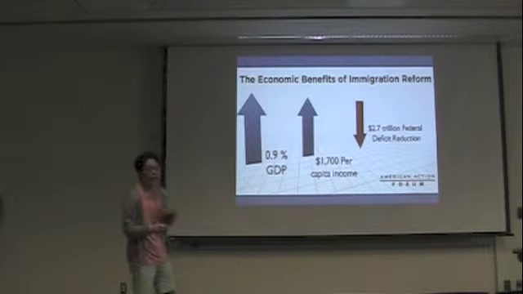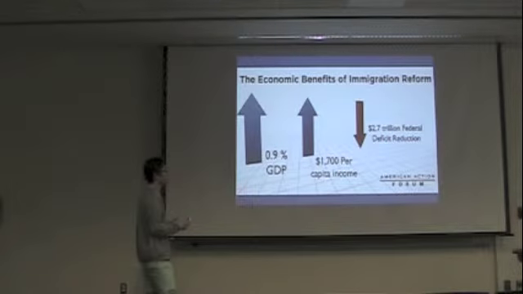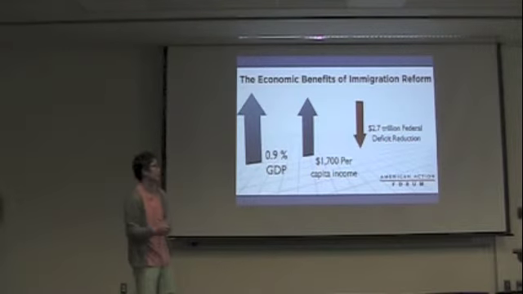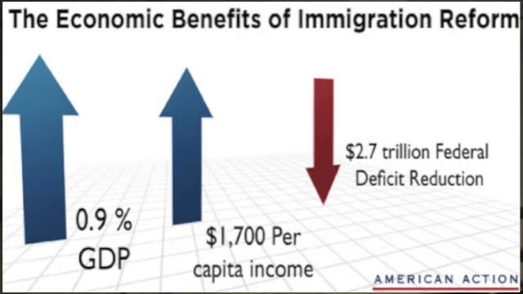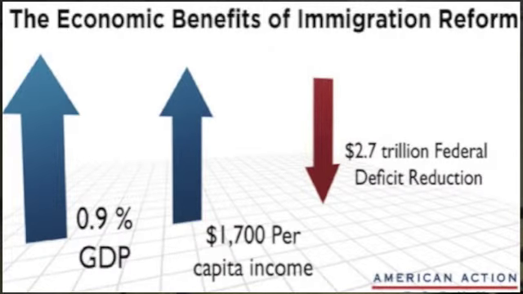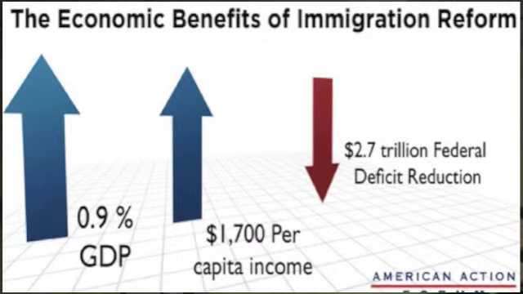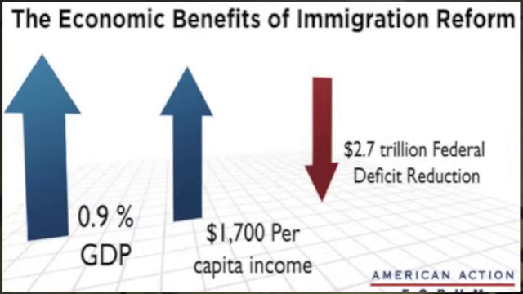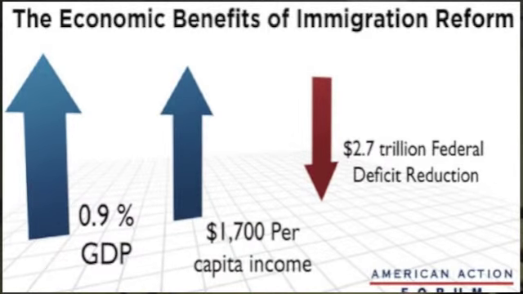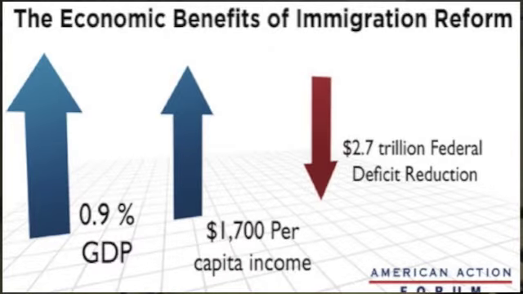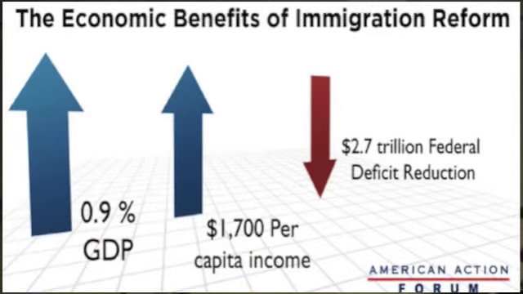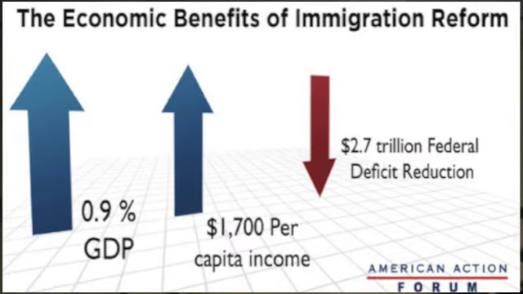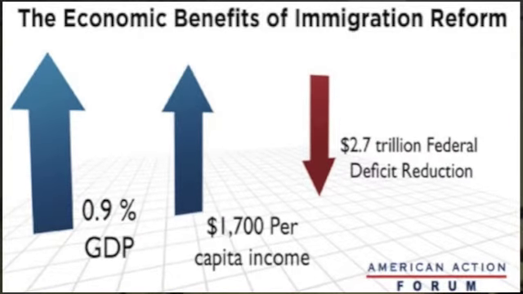Furthermore, there are more economic benefits when it comes to the DREAM Act and having a new immigration reform. The DREAM Act increases our GDP by 3.3% by 2030. It increases our per capita income by $1,700. And most importantly, the DREAM Act can reduce our federal deficit by $2.7 trillion.